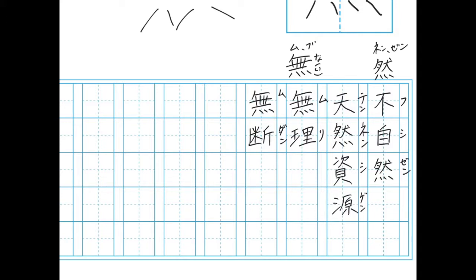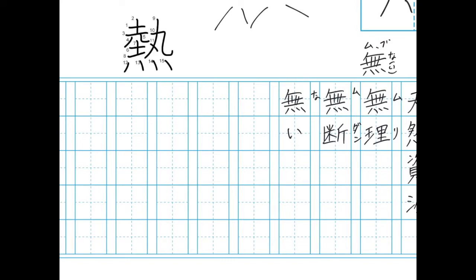Saigo, last one, would just be nai. Probably should have put that in the beginning. Sorry about that. Nai. This is the exact same meaning as arimasen.